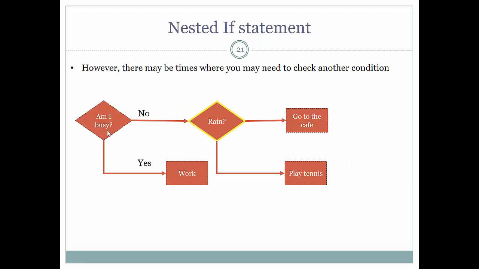First we check whether we are busy, and if we are busy, we just go to work. If we are not busy, then check whether it is raining. So that's something new. If it is raining, go to a cafe. If it is not raining, we play tennis. This second decision is only checked after we determine that I'm not busy. That is what we call a nested if statement.